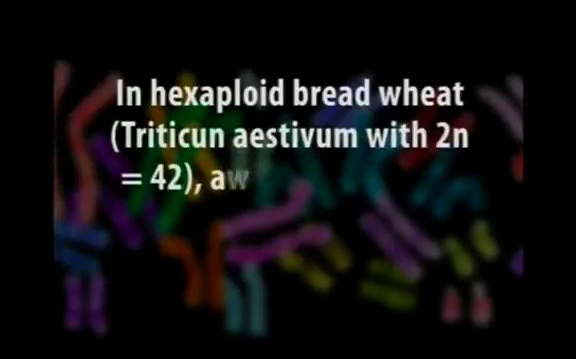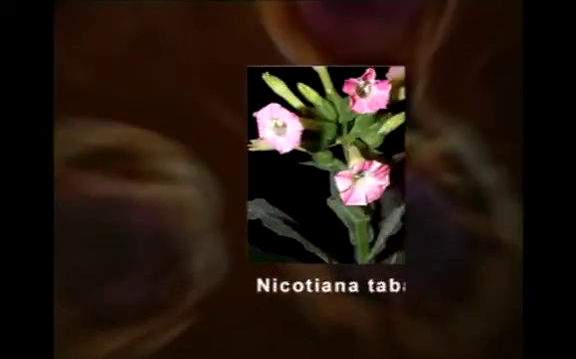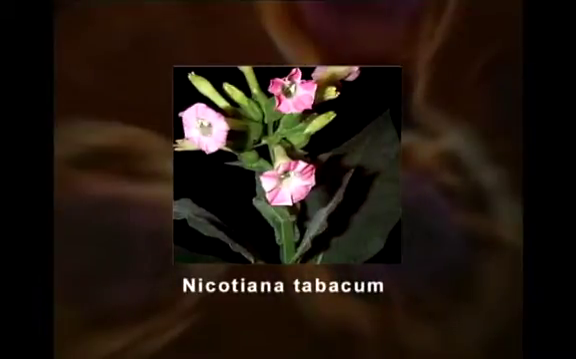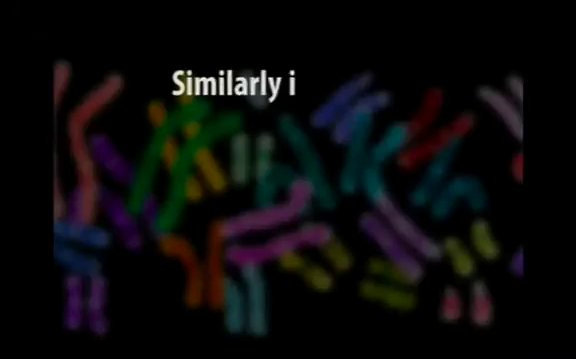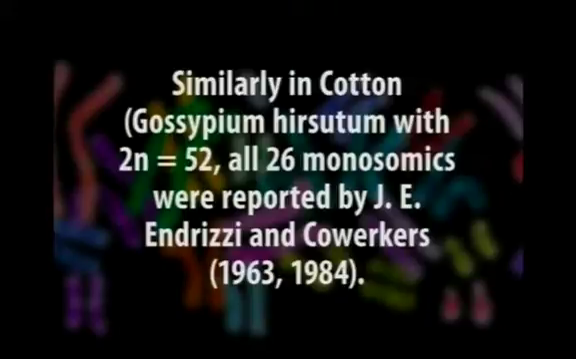For example, in hexaploid wheat, all 21 monosomics have been produced by E.R. Sears in 1954, whereas in the case of Nicotiana tabacum, which has 2n equal to 48, 24 possible monosomics were produced by Claassen and Cameron in 1944. And finally, in cotton, Gossypium hirsutum, which has 2n equal to 52, 26 monosomics were reported by J.E. Endrizzi and his co-workers in 1963 and 1984.